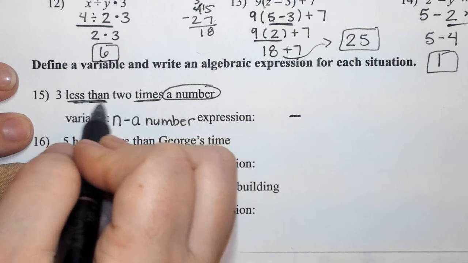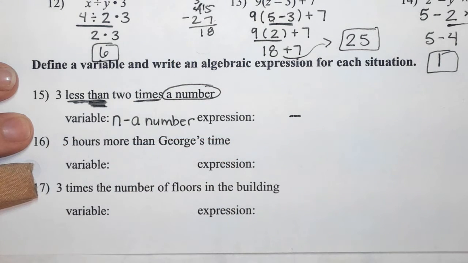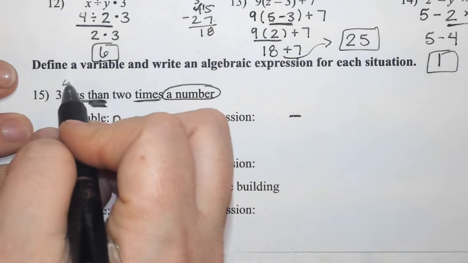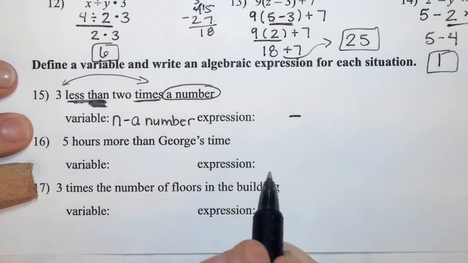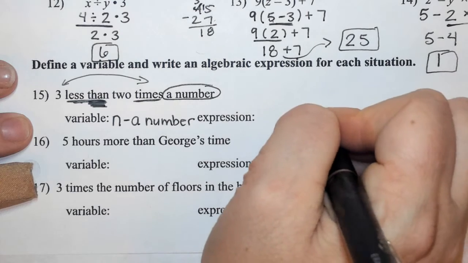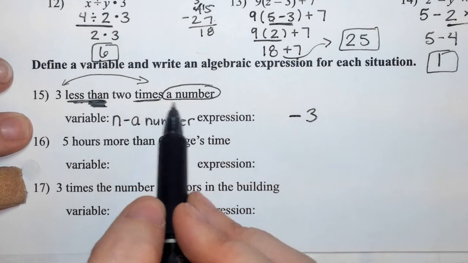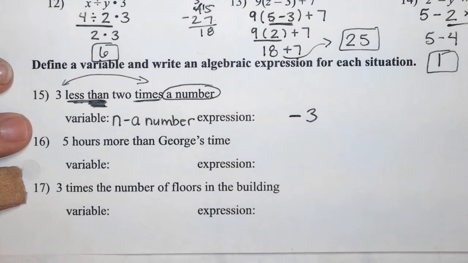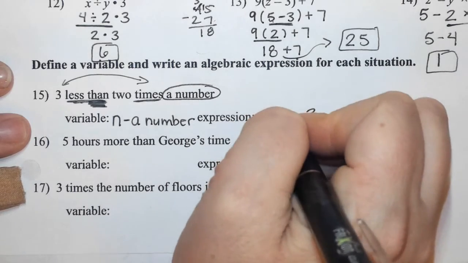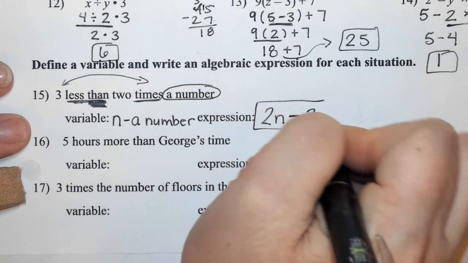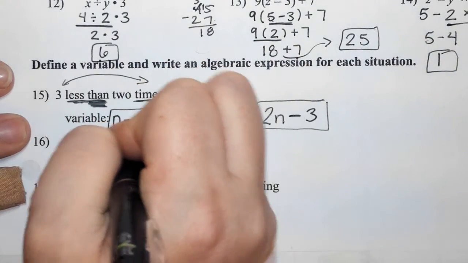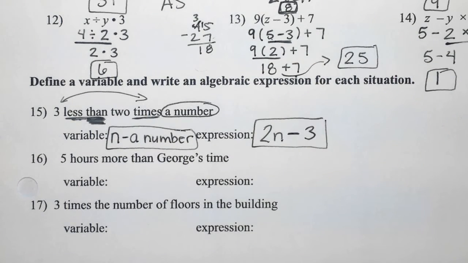Remember that word than. We said than is special. What does than do? It flips it around. So it moves that 3 to the back. So I'm going to put 3 in the back. What should be in the front is 2 times a number, which would be n. How would I write 2 times n? What's the best way to write 2 times n, Frank? 2n. So my expression is 2n minus 3, and my variable is that n is a number.